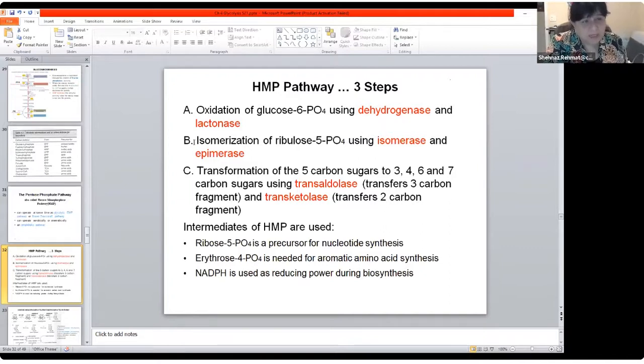The second step will be isomerization of this ribulose 5-phosphate using isomerase and epimerase enzymes. So in this second step, the 5-carbon compound is converted into different isomeric or epimeric forms. And finally, the main part of your pathway is transformation of the 5-carbon sugars to generate 3-carbon, 4-carbon, 6-carbon, or 7-carbon compounds using 2 important enzymes we call transaldolase and transketolase. The transaldolase transfers 3-carbon fragments, whilst the transketolase transfers 2-carbon fragments.